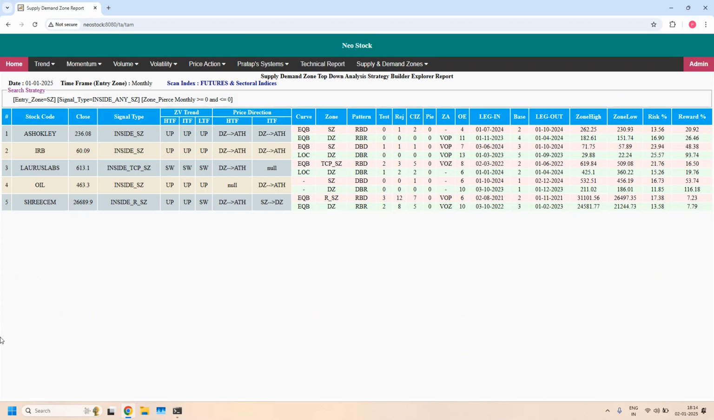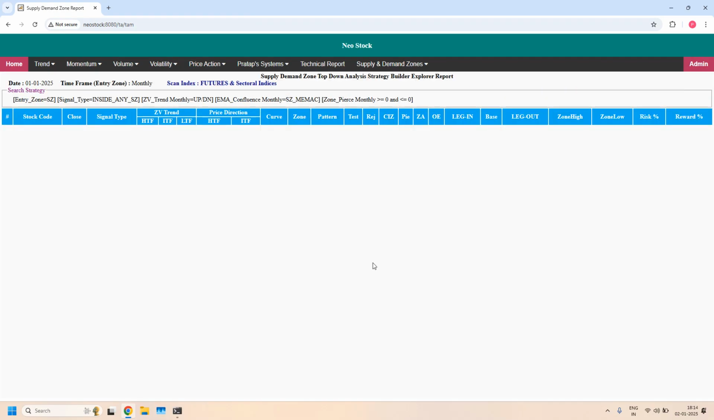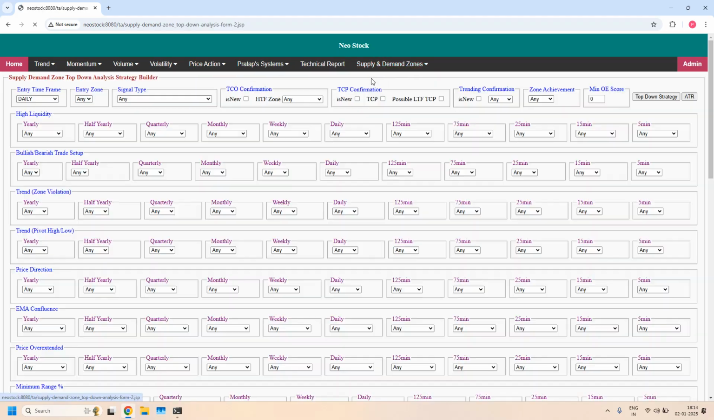Let's verify whether any of these monthly supply zones are having EMA Confluence. So in the EMA Confluence at monthly time frame, I am selecting the parameter monthly supply zone having monthly EMA Confluence. Of course, the trend should not be sideways on monthly, so I am selecting either up or down. So we don't have any monthly supply zones having monthly EMA Confluence. Okay, the next time frame is weekly.